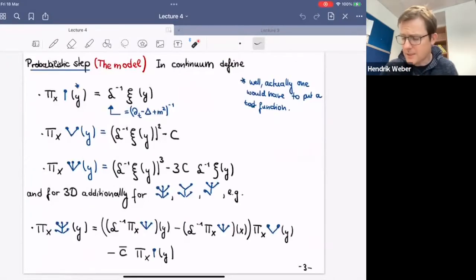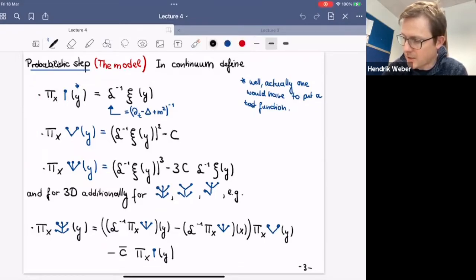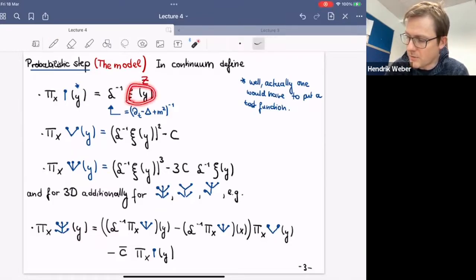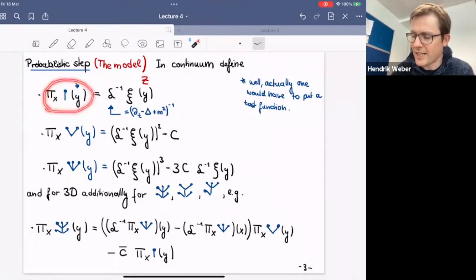So here is the probabilistic step, and this is what I already told you yesterday, and I've just restated it here, but I've used the notation which is more in line with what would be done in regularity structures. So in the analysis of the 2D case, we needed these three things, but I've not used this notation. Last time I called this one here Z, which is just you take your noise and you apply the inverse of the heat operator with a mass, because I like to work with stationary objects. And the only thing that I do now here is on the left, I use this regularity structure notation.